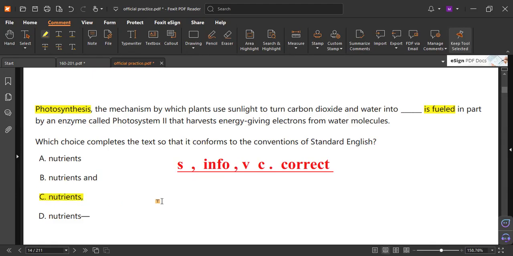Why not the dash? If you want to follow the rules, follow the rules. A single dash means before it must be a sentence, not a fragment. But all of this part is a fragment because this is non-essential information. We have only a subject. So by all means, wrong. So only C is correct. This is the correct structure.